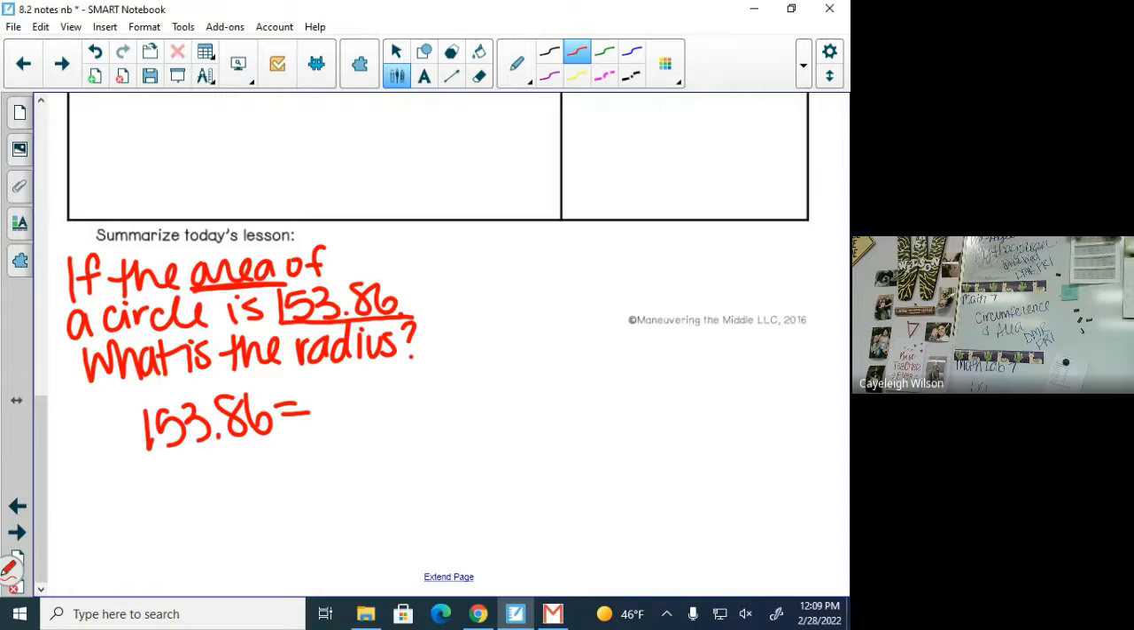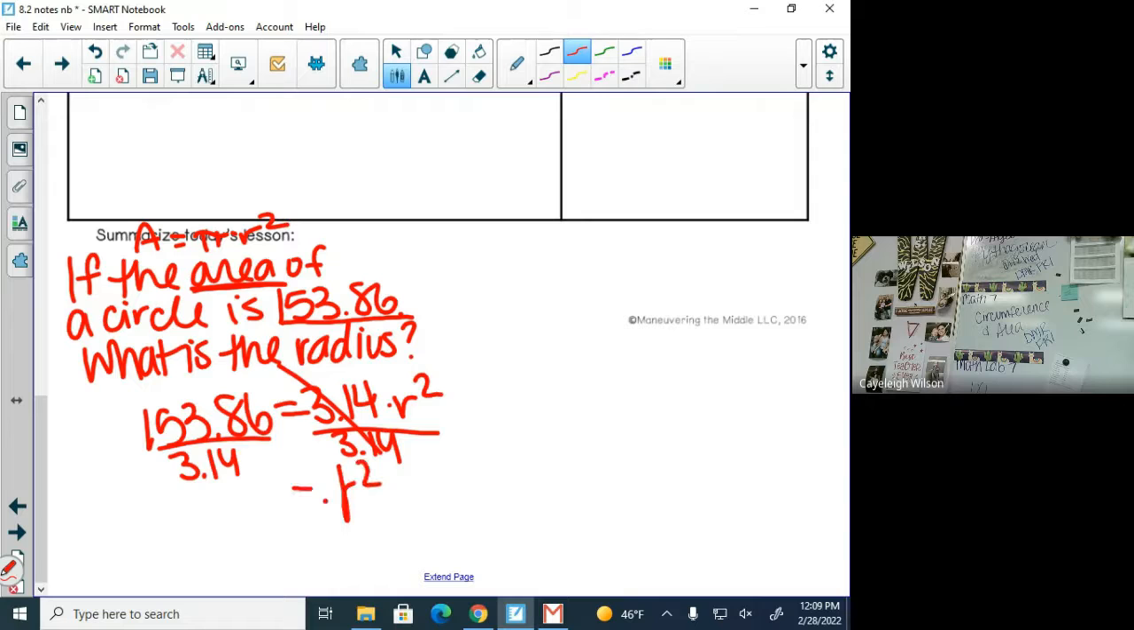The area is 153.86. I'm doing area equals pi times radius squared. So I'll divide by 3.14, and I'll get radius squared. Radius squared equals 49. So what number times itself makes 49? 7. So the square root of 49 is 7. So my radius is 7. And then I didn't even put a label on there. We'll just call it centimeters.